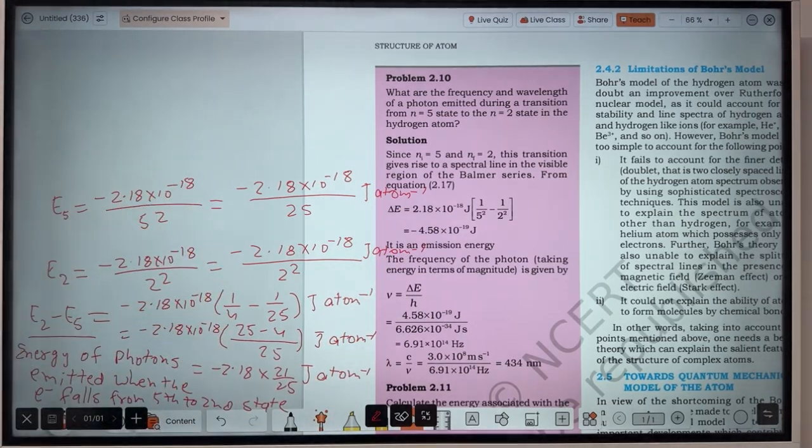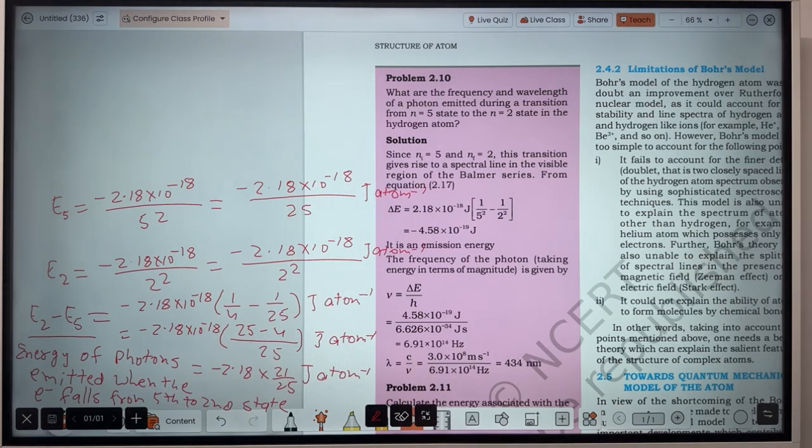So it is the decrease in the energy of the electron. How much energy will be emitted? That will be a positive value. You multiply this, and you will get the energy emitted by the photon.